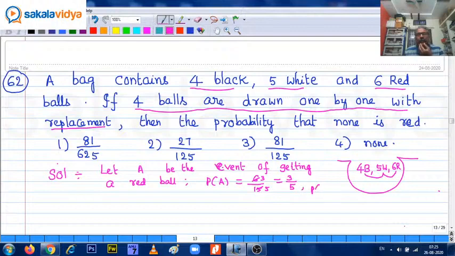So probability of not getting red ball is P of A bar is equal to 1 minus 3 by 5. That will be 2 by 5. So the probability that none is red. That means probability of first ball should not be red. Second ball should not be red. Okay, so that means probability that none is red, you can say like this: R1 bar intersection R2 bar intersection R3 bar intersection R4 bar. That means they are independent.